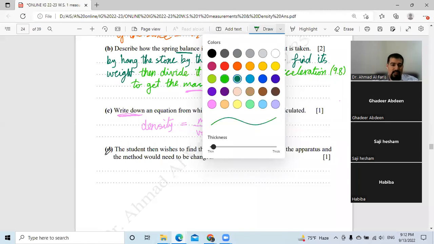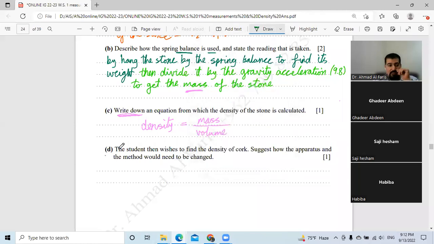Next, D. We have a problem here in this question. The student then wishes to find the density of cork. Do you know what the cork is? The cork is something like a sponge, but made from a certain type of wood, that they use to close the neck of some bottles, like olive oil bottles or champagne bottles that come out like this, okay?